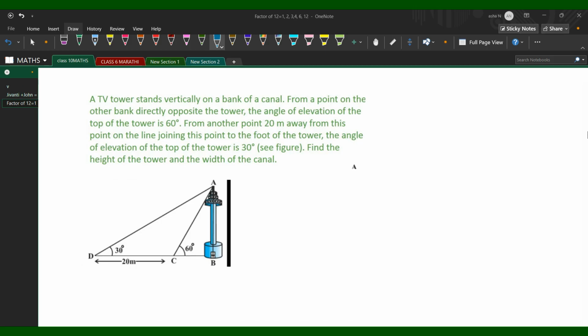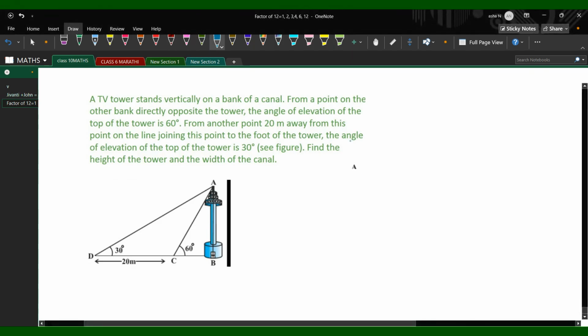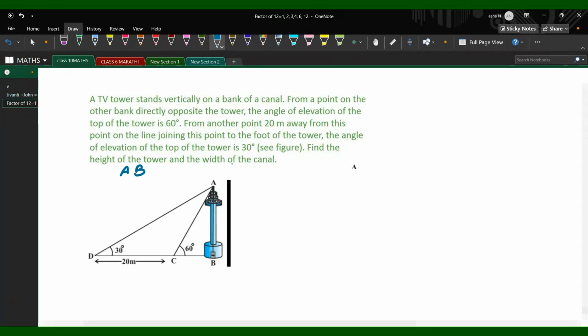BC we have to find out. BC is the width of the canal, and the height is AB. That is the height of the tower. So two things we have to find out here: one is AB, that is the height of the tower, and the width is BC. So let's give a try here.